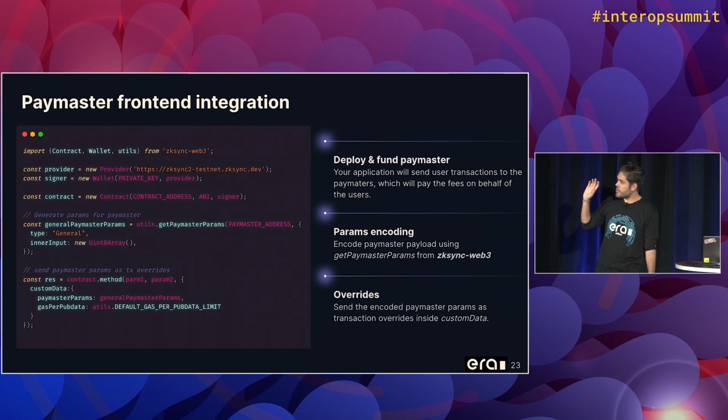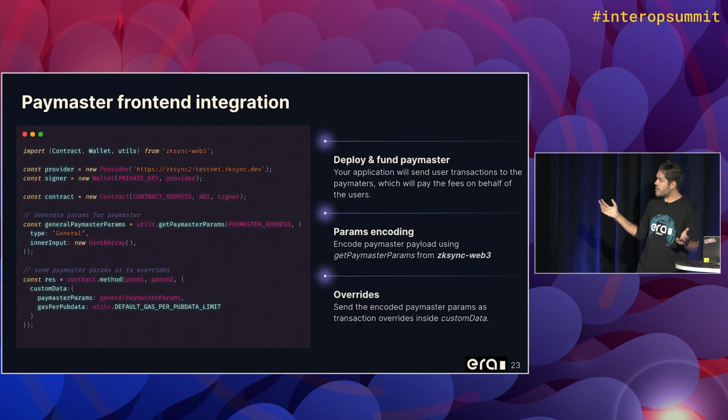And then you will send these Paymaster parameters as transaction overrides. So imagine that you have a contract and you want to run a method of that contract. You pass the parameters, and then as transaction overrides, you will pass the custom data object, and in that custom data object, you will pass the Paymaster parameters and gas per pub data, which is an internal variable that we use for gas fees.